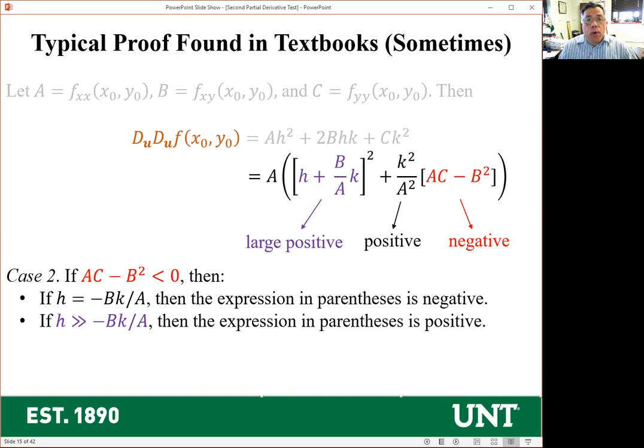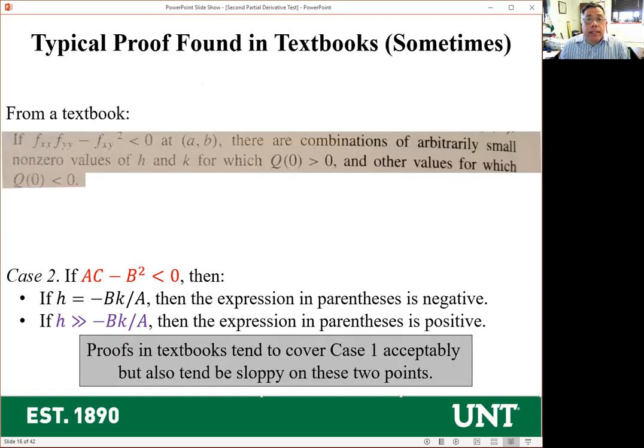Now you notice at this point I'm a little bit hand wavy on the argument, and this matches what typically appears when textbooks attempt to prove this theorem. What you see on screen is a picture from a textbook. If it's less than 0, then there are combinations of arbitrarily small non-zero values of h and k for which the expression is greater than 0, and others for which it's less than 0. Not exactly convincing as to which values of h and k they are. So it's hand wavy at this point in the argument.